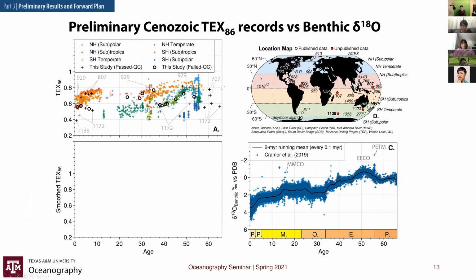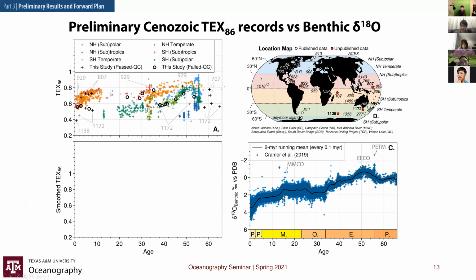So that's what we're going to do next, just trying to fill in these gaps. But the question is, after we have the complete continuous records, what can we do with it? So first, we might simply compare what we see from the TEX86 data and the benthic delta 18O global stacks, right?